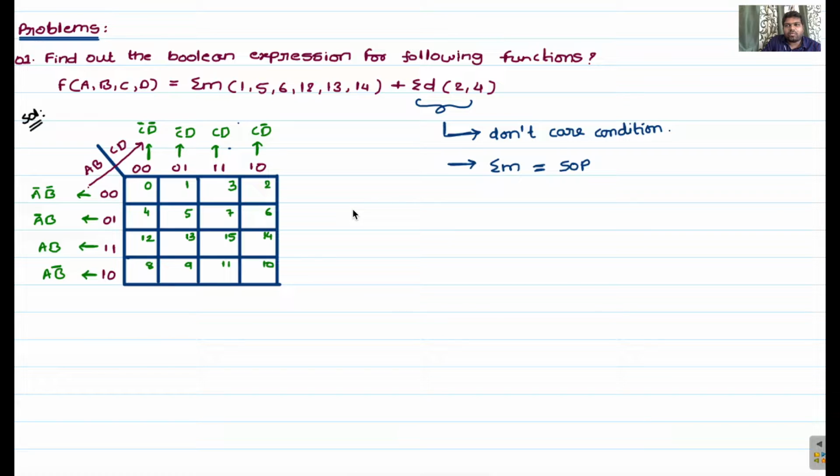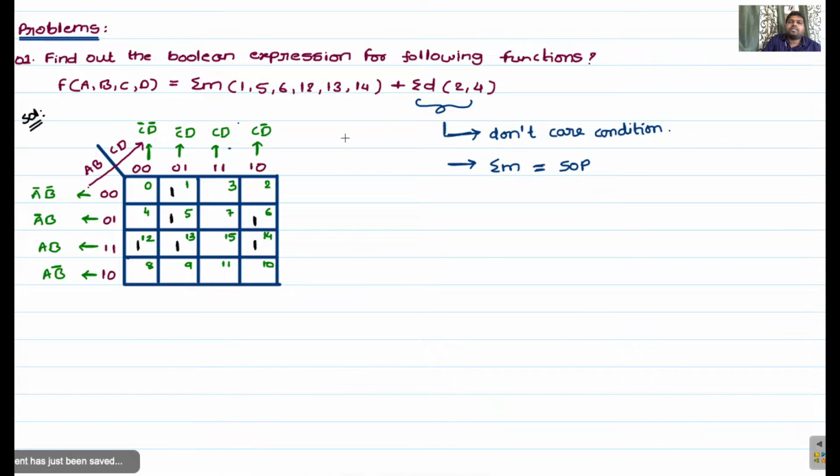You can take ones in square boxes because of sum of product. Here the function involves 1, 5, 6, 12, 13, 14. You can indicate these square boxes with the ones. First take 1, after that 5, next 6, 12, 13, 14. So these are the square boxes which contain ones.